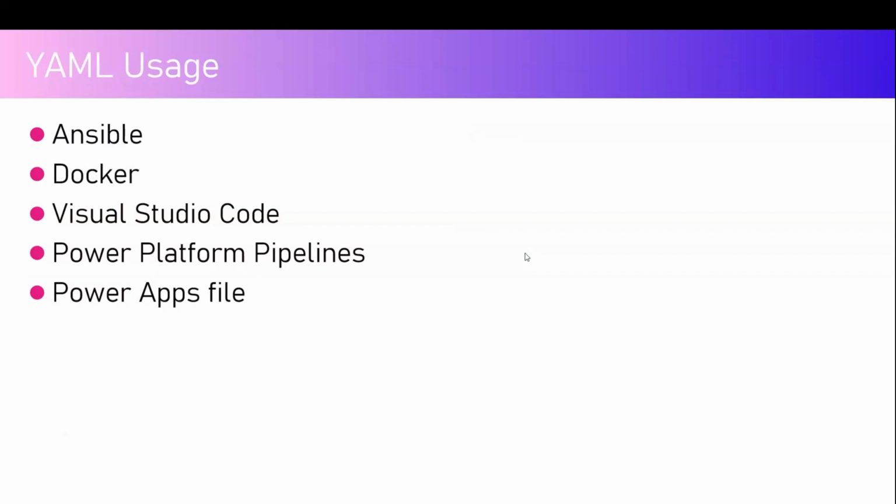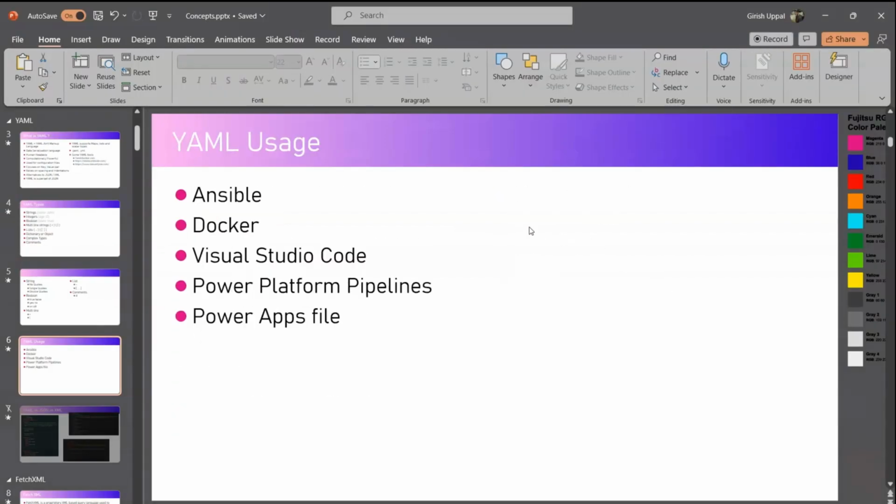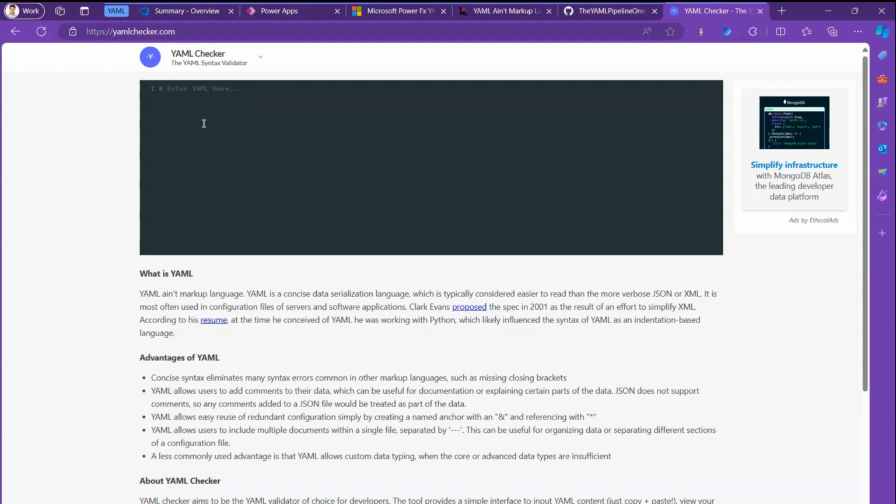That will allow you to change the Power Apps file and then redeploy the file. Now, back into the system, I'm going to demonstrate a YAML checker tool, which will allow you to write a YAML file. So let's jump into the demo. I'm choosing this tool just to check, while building a YAML file, whether the syntax is correct or not.